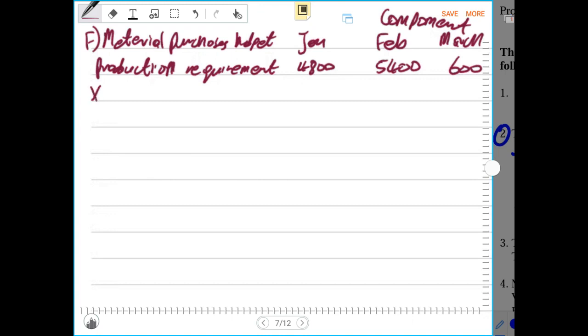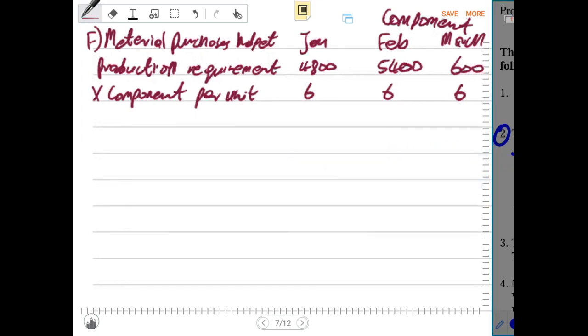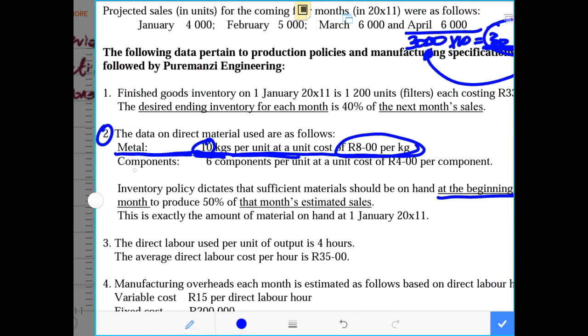Then after we multiply by component per unit. In this case, these are the units that are needed to be produced. And for each unit, we need 6 components. So now we have to multiply by 6, by 6, by 6. For each unit, it requires 6 components. And that was stated to us, 6 components per unit. And those components are bought at 4 rand.